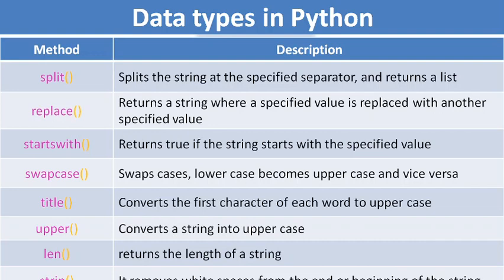Length. It returns the length of a string. And then we have strip. It removes the white space from the end. The strip is actually not visible here. So strip removes white spaces from the end or beginning of the string. So let us try all these functions in our IDE.